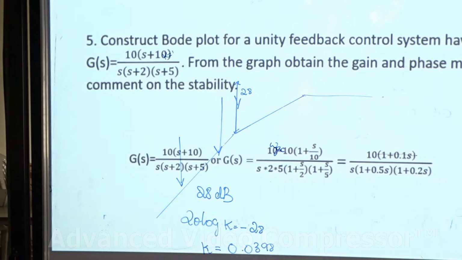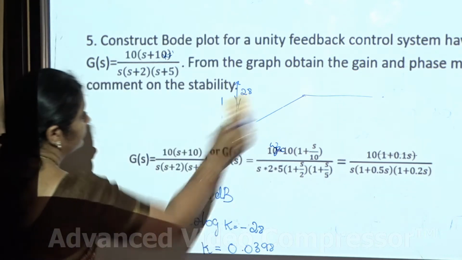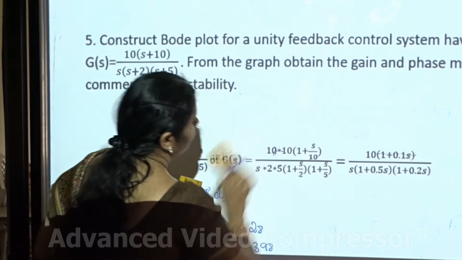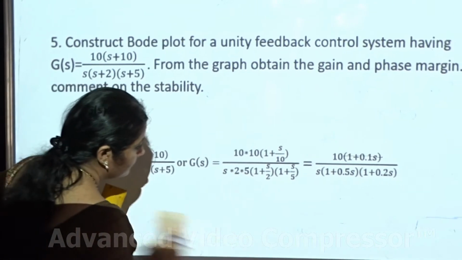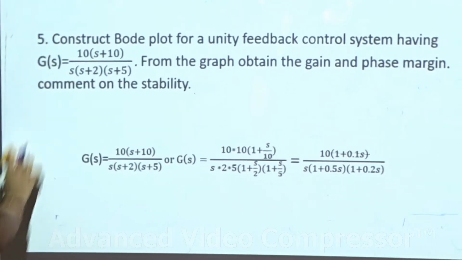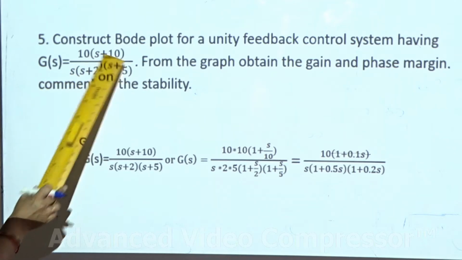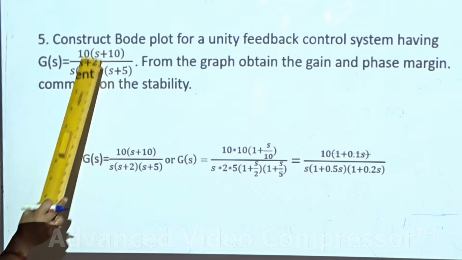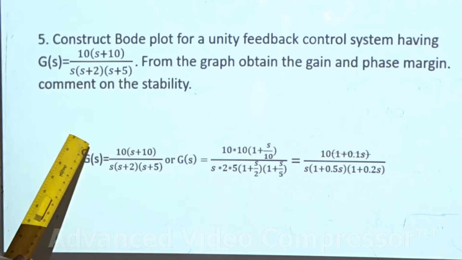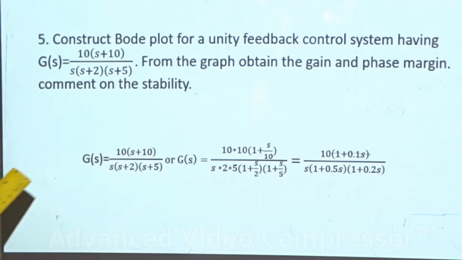Now let us come to the fifth problem here. This is the fifth problem. Construct a Bode plot for a unit feedback control system having G(s) equals 10 into, here we have a 0 and we have 3 poles. From the graph, obtain the gain and phase margin, and comment on the stability.